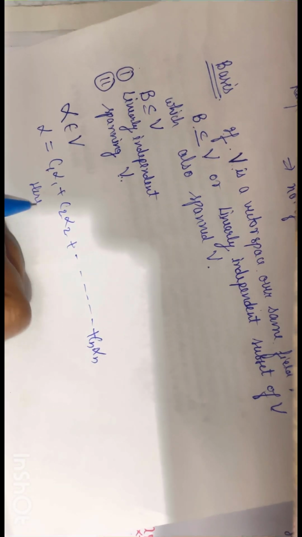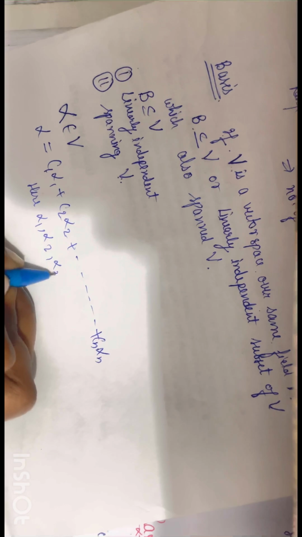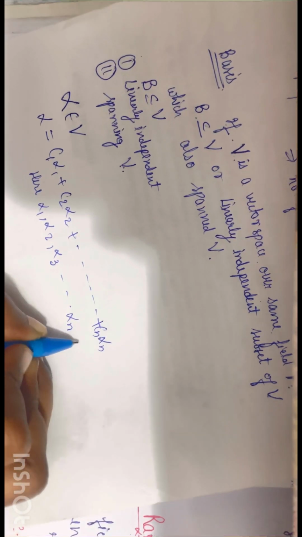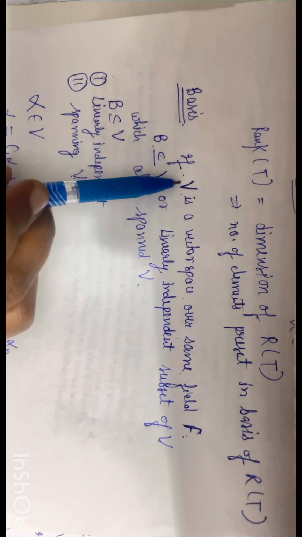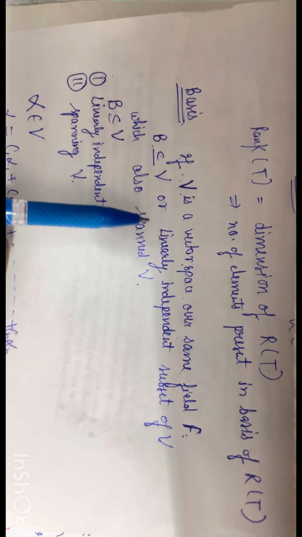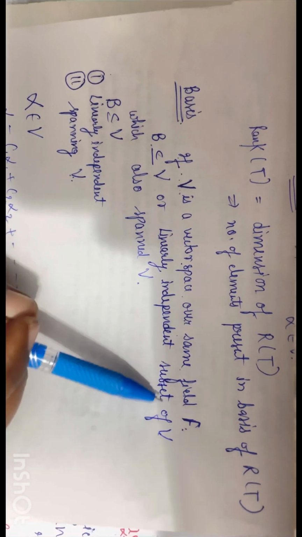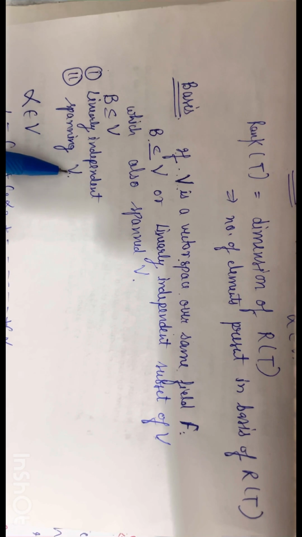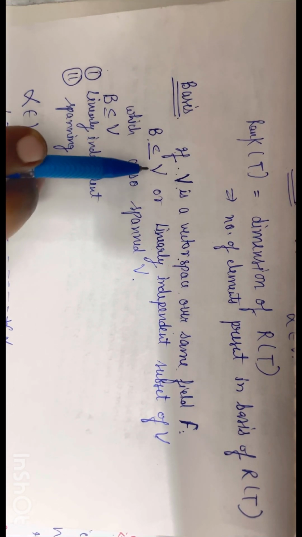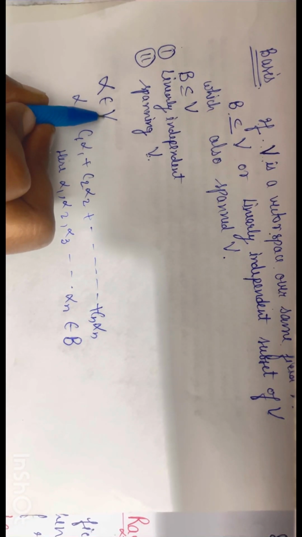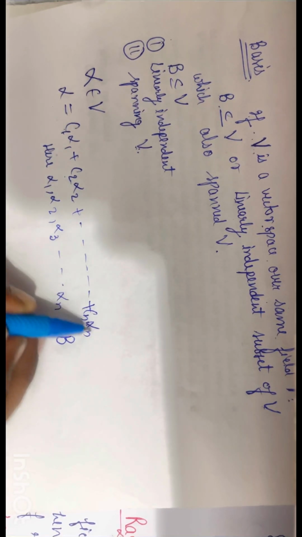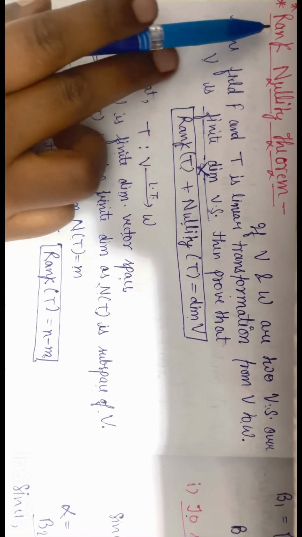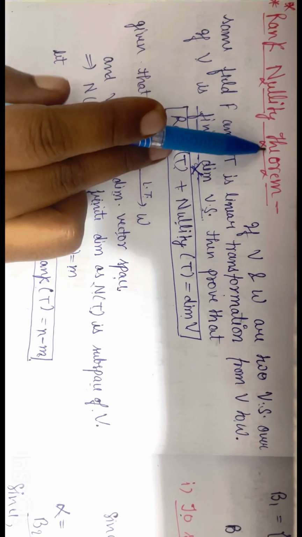Here alpha 1, alpha 2, alpha 3, up to alpha n are the elements of this basis. Let me repeat this again. If V is a vector space, then that linearly independent subset of V which is also spanning it will be the basis of that vector space, and every element belonging to V can be written as a linear combination of the elements of its basis. So our theorem here is the rank nullity theorem.